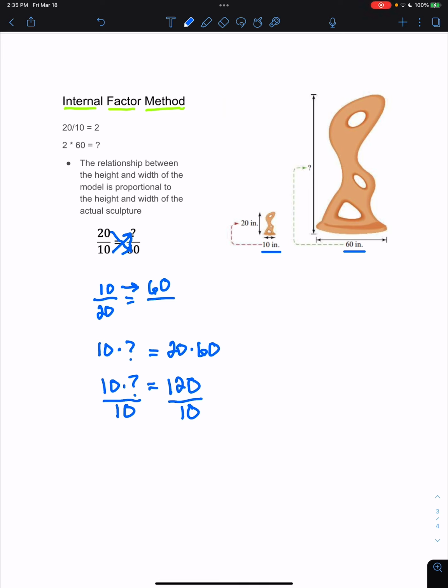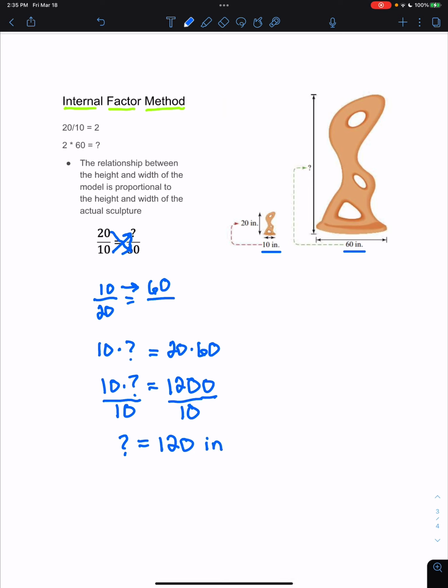we get 1,200. I didn't do my multiplication correctly. And then we divide both sides by 10, and we end up with our final answer of 120 inches.